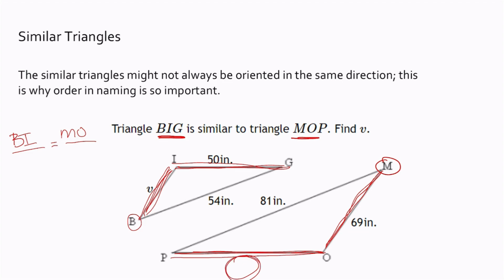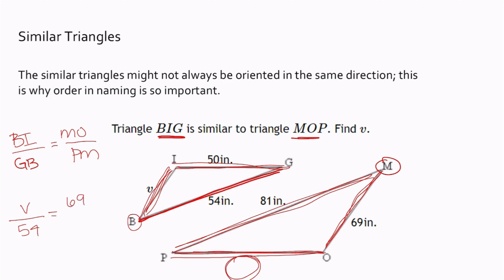Unfortunately, I don't know what OP is, so I can't use that line to help me find my answer. But GB is equal to PM. So now I can swap this out with the information I know. So BI is V, that's my variable. GB is 54. MO is 69. And PM is 81.